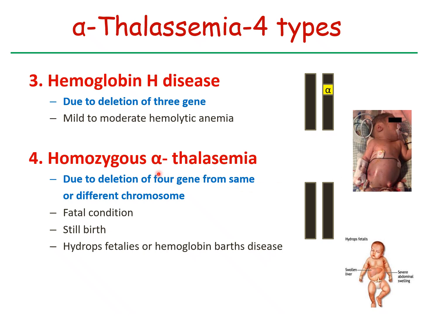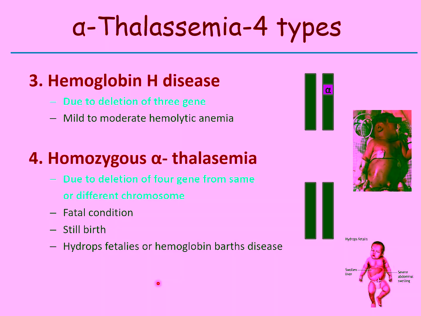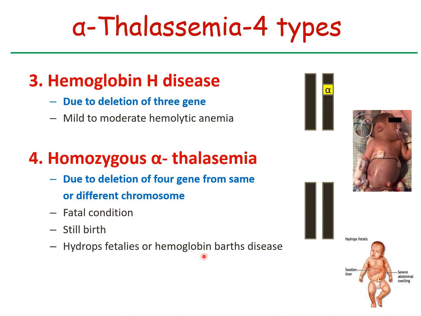Homozygous alpha thalassemia: deletion of 4 genes, it leads to a fatal condition, death, stillbirth, hydrops fetalis or hemoglobin Bart's disease. Symptoms happen for hemoglobin Bart's disease.